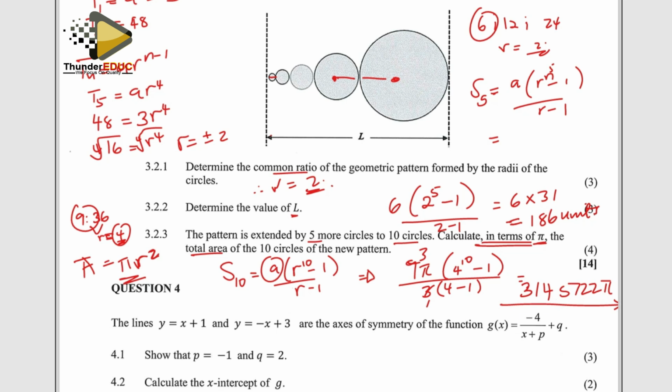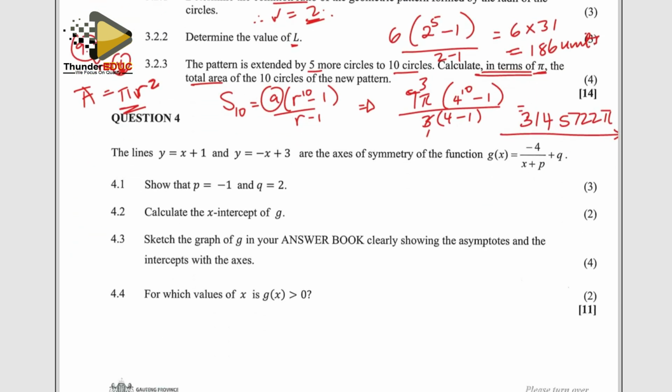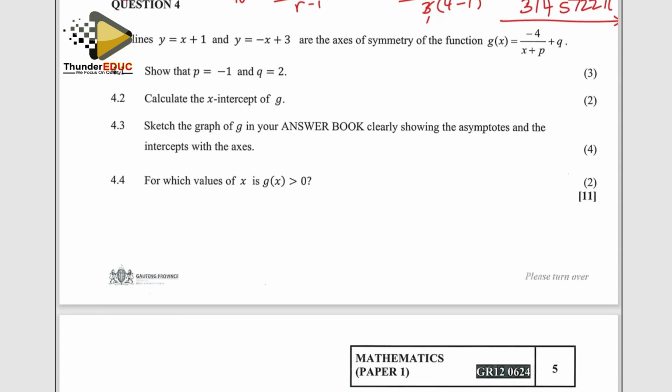Alright guys, so that is what was needed of us in question 3. Then question number 4, they're telling us that the lines y is equal to x plus 1 and y is equal to negative x plus 3 are axes of symmetry of a hyperbola. Can we show that P is that and Q is that? So we know that these axes of symmetry will always intersect at the point where the asymptotes meet. And then they want us to find those asymptotes. So for that case, we just have to solve this simultaneously.